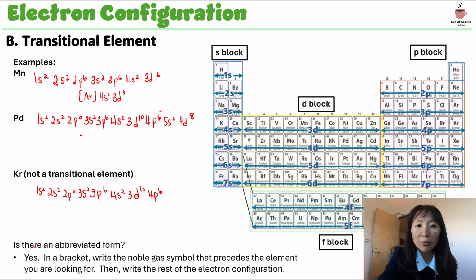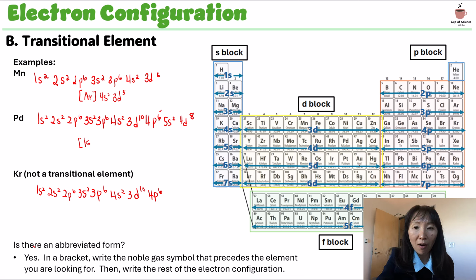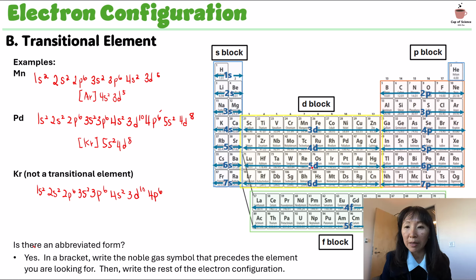So palladium, this will have a bracket. The noble gas before would be krypton. So Kr. And you write the rest of the electron configuration. 5s2 and 4d8. Why krypton? Because palladium is located on number 46 here, right? And then the noble gas before is krypton. So you write krypton and then you write the 5s2 and then the 4d8.